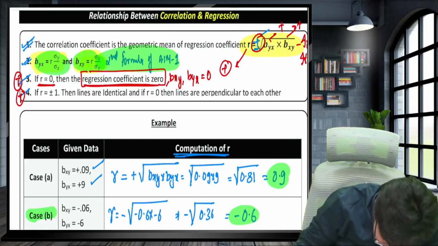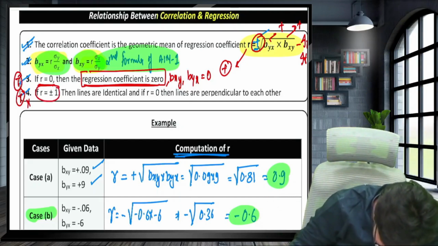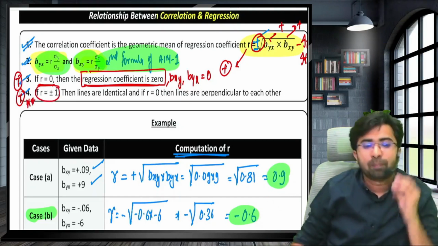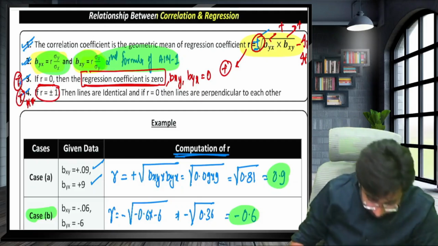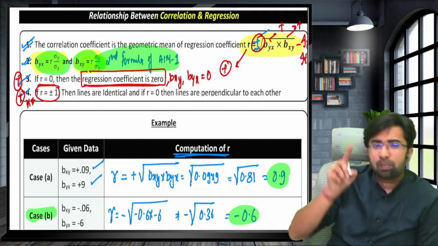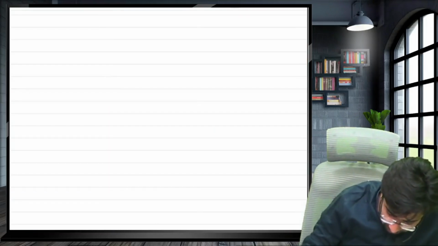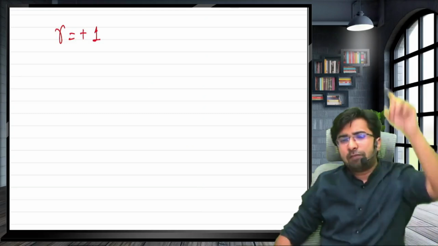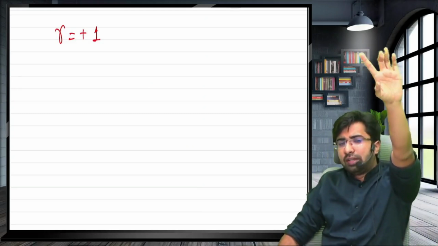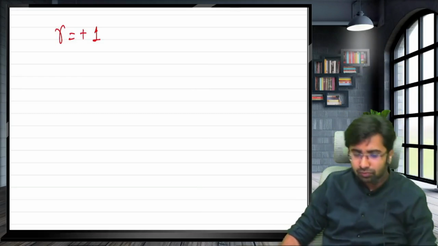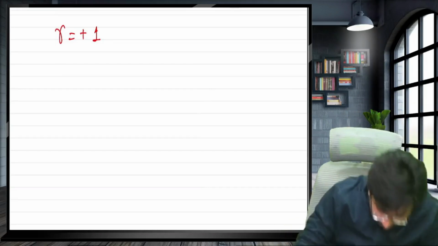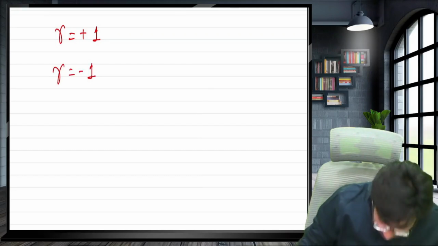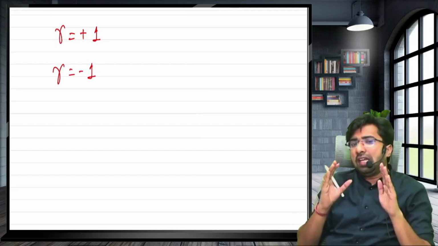Second thing, guys, most important point, put a star mark on the fourth point. Guys, if R is equal to plus 1 or minus 1, what does it mean? If R is equal to plus 1, this means perfectly positive. And R is equal to minus 1 means the correlation coefficient is perfectly negative.